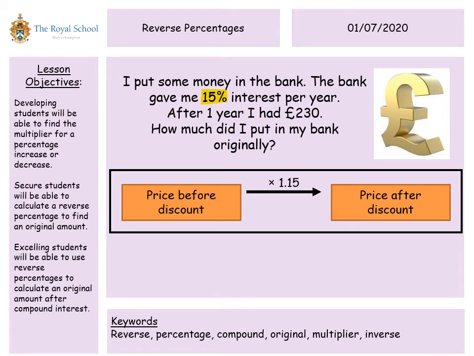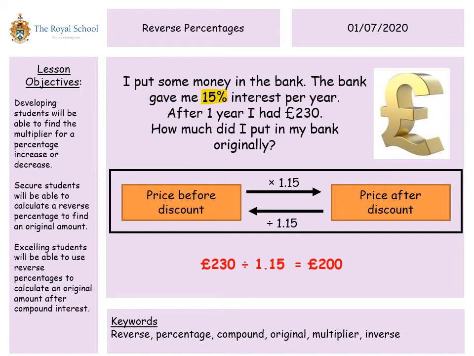So we're going to work this in reverse then. We now need to divide by 1.15. So our new amount in the bank, £230, divided by 1.15 gets us our original amount in the bank, which was £200.